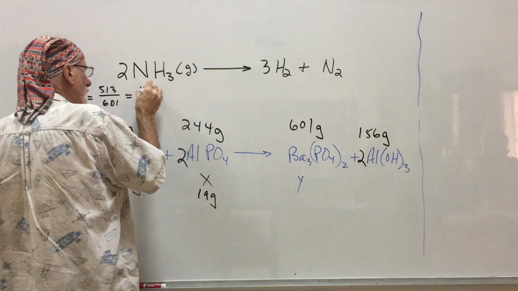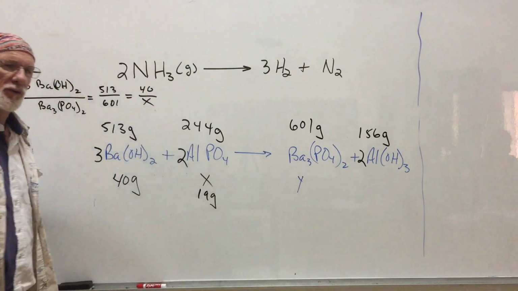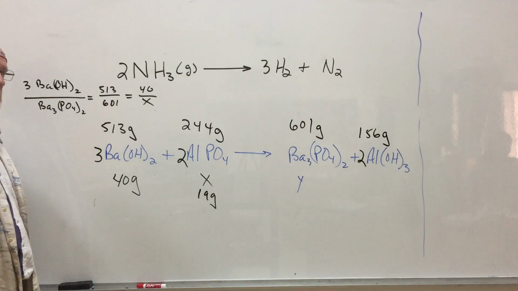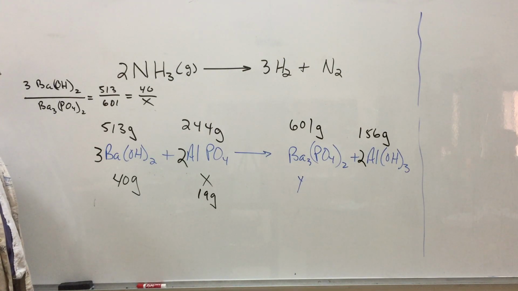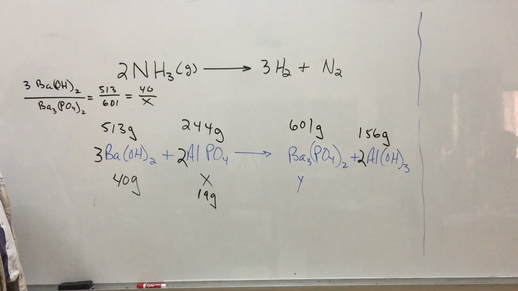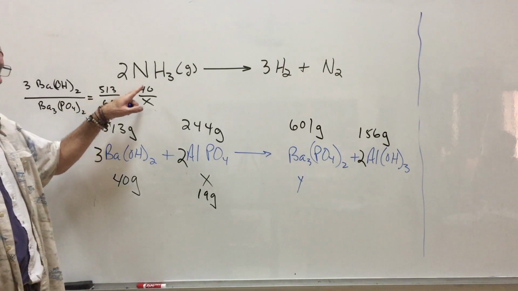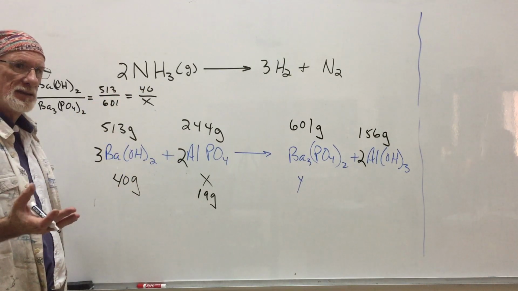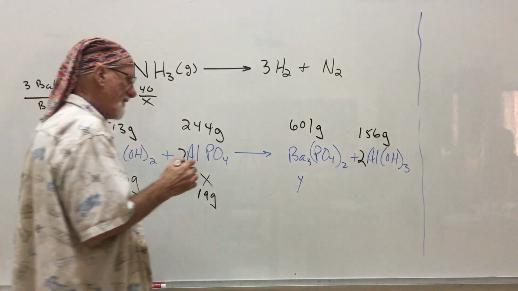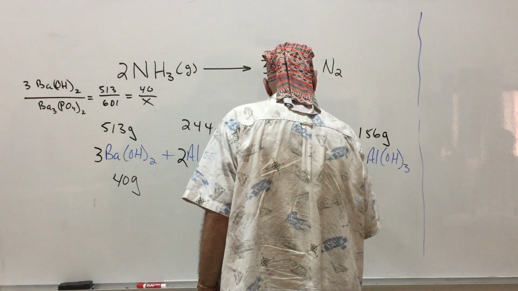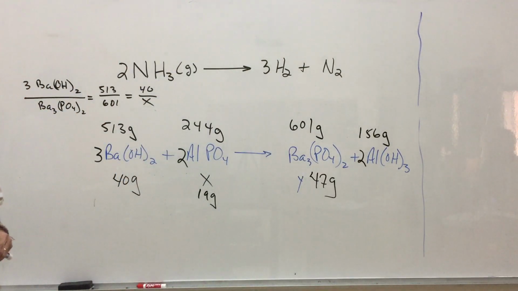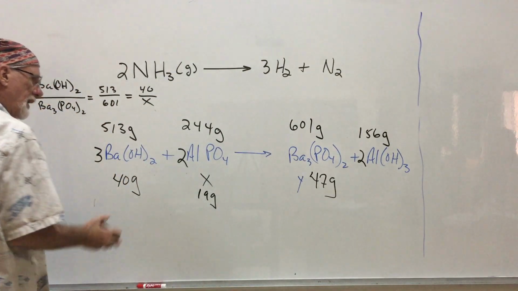But 40 equals 40 divided by X, so 40 times 601 over 513. So it'll be a little over 40 will be the answer. Yes? 46.9. 47. Is that what you get? Yeah. So 601 times 40 divided by 513 is 46.9, about 47. Yes? You okay with that? Yes or no? Yes. All right.